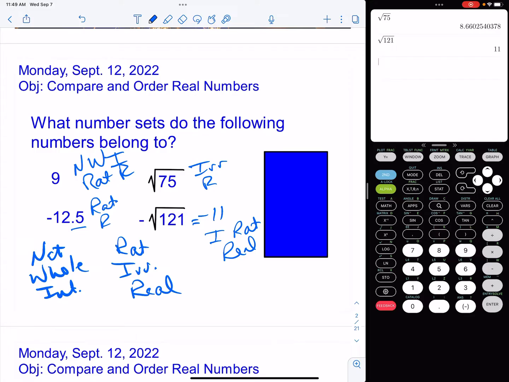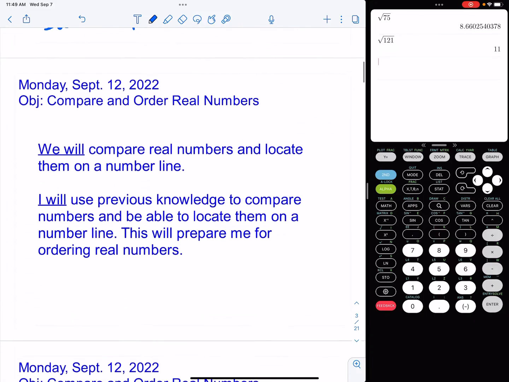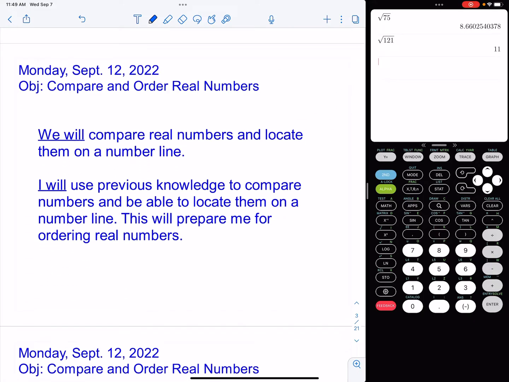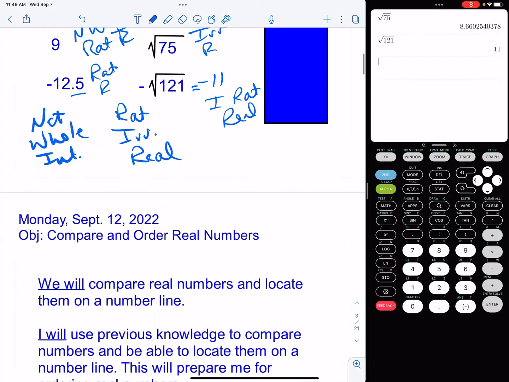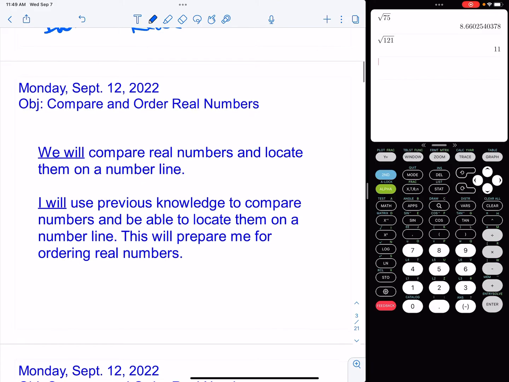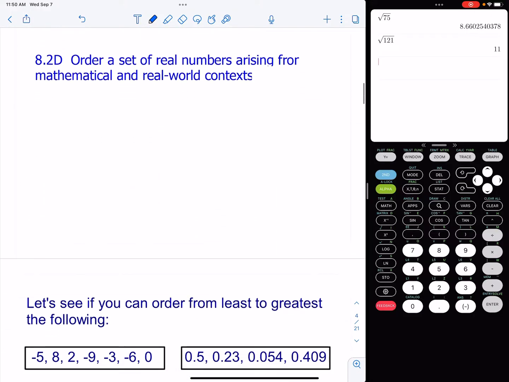So we will be having a quiz over that in the not too distant future, just looking at those various kinds of things, especially since we have our calculators out now. Okay, so that's what we're looking for. So today what we're going to end up doing is comparing and ordering real numbers. So in other words, we're going to be doing the same exact thing, typing numbers into the calculator, but then we're going to be looking at where those numbers fit on a number line.